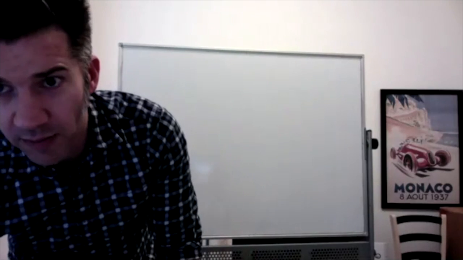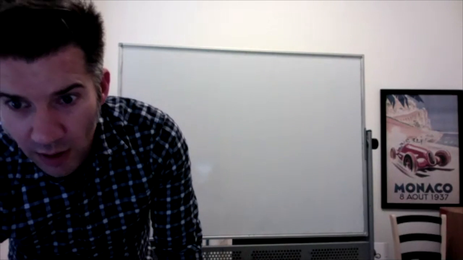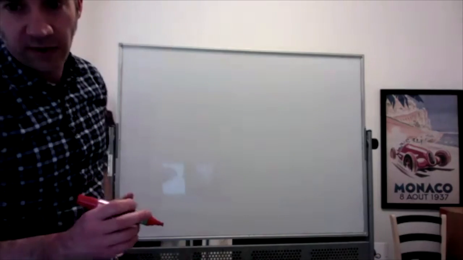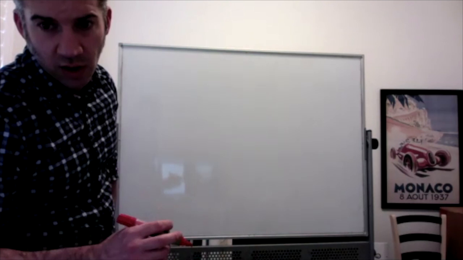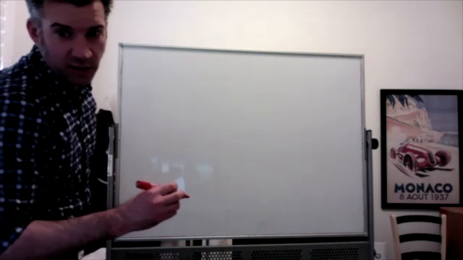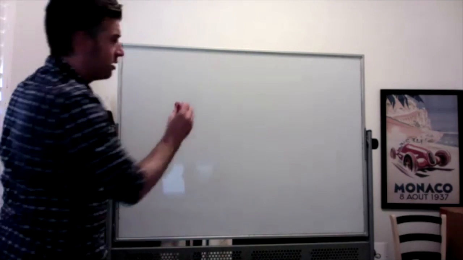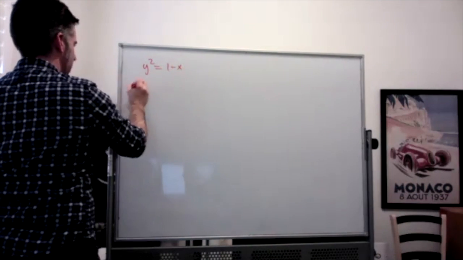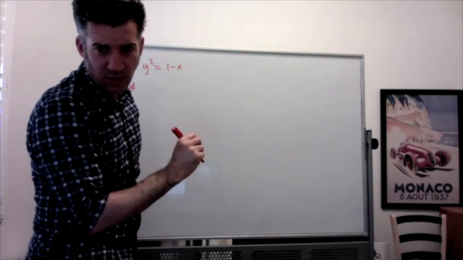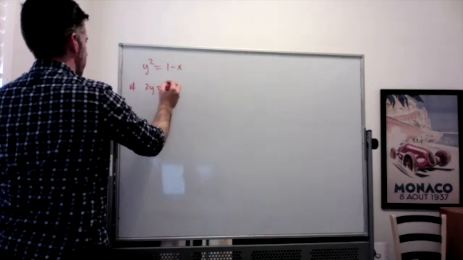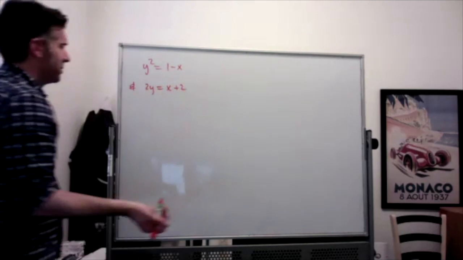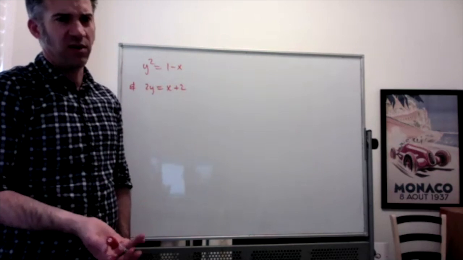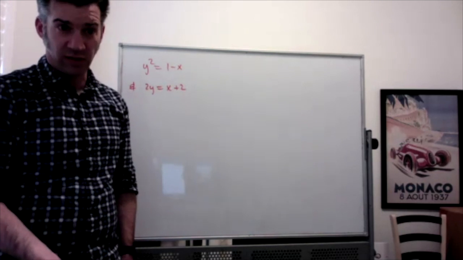Okay, let's look at another one. Let's look at, say, I want to find the area between these two graphs: y squared equals 1 minus x, and 2y equals x plus 2. So it might be kind of unclear at first if we're really thinking of x as a function of y or y as a function of x.